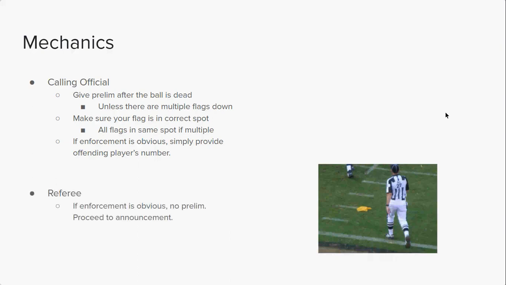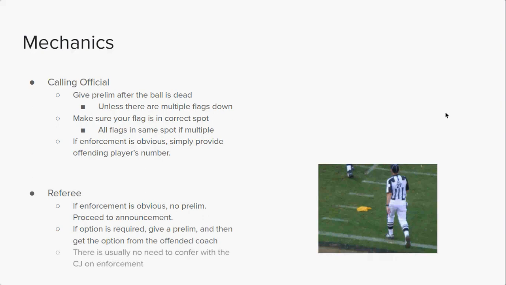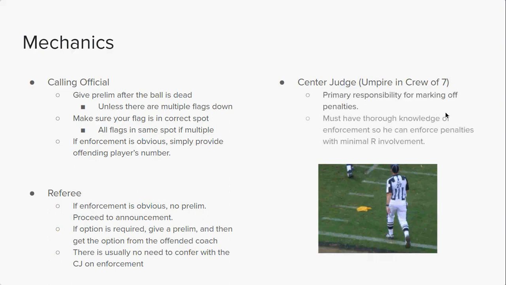For the referee, again, if enforcement is obvious, no prelim, proceed immediately to the announcement. If we do need an option from a team, give a prelim, get the option, and give your final announcement. There's usually not a need to confer with the center judge on penalty enforcement in most cases, especially when that option is obvious. But it does help if it needs to slow down, especially if it's a referee flag. The center judge, or the umpire in a crew of 7, is primarily responsible for marking off penalties and must have thorough knowledge of penalty enforcement so that he can enforce penalties with minimal referee involvement.